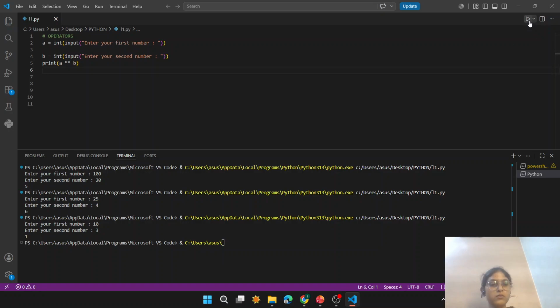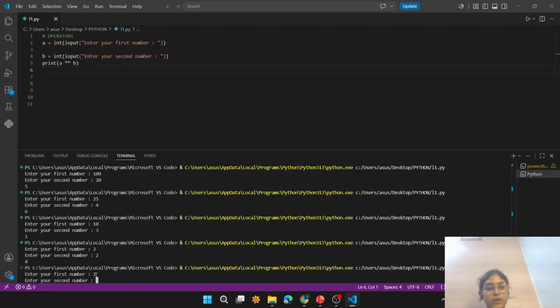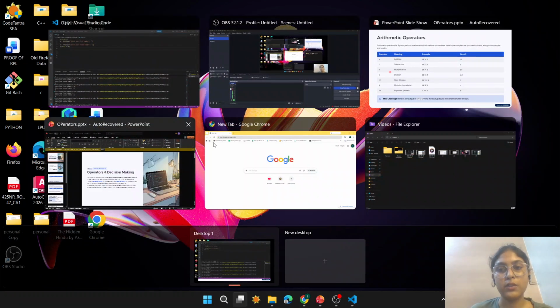Let's see. 2 raised to power 2. The answer is 4. Let's run it again. 2 raised to power 5. The answer is 32. Whenever you are using it for squaring, area, scientific calculation, maths formulas, machine learning formulas, or physics equations, you will need these things. So remember the meaning of these operators.